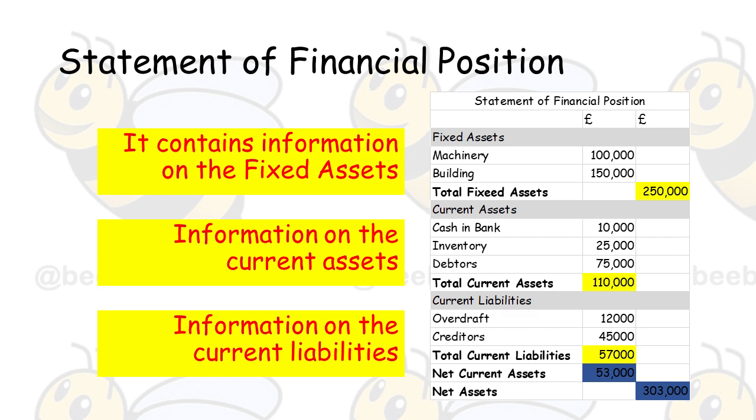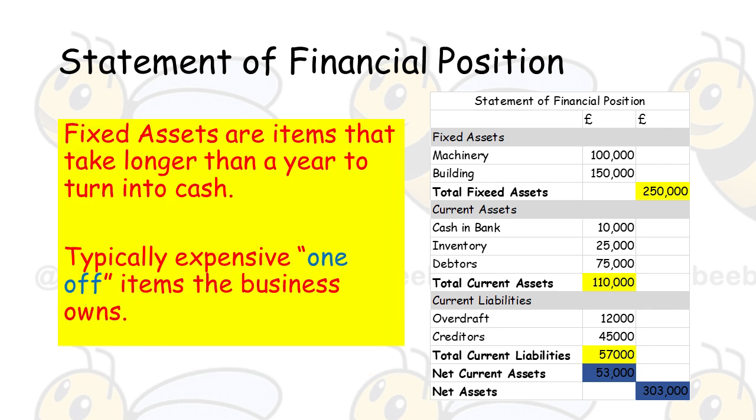So let's take a look at a completed statement of financial position. As you can see on the right hand side of your screen, I've highlighted and shaded in the calculation boxes. However, it shows information on the fixed assets, information on the current assets, and information on the current liabilities. Fixed assets are items that you own that may take longer than a year to turn into cash. They typically be the one-off or the expensive purchases you make, like your machinery or your building.